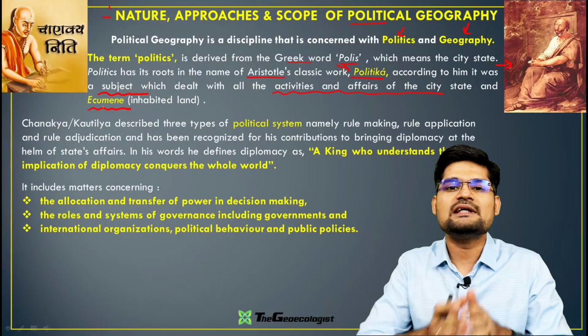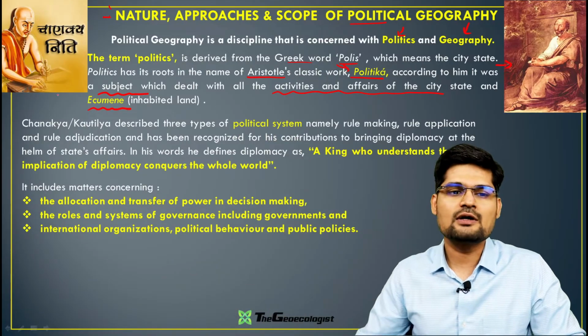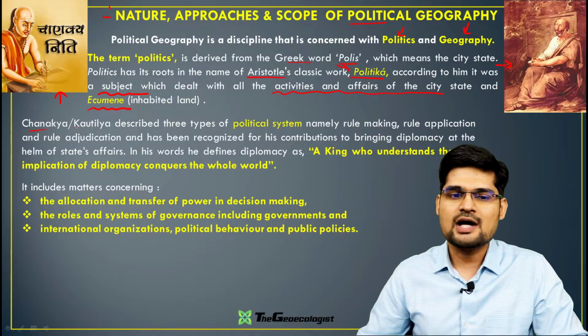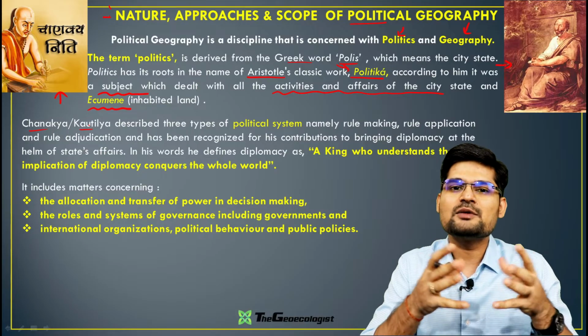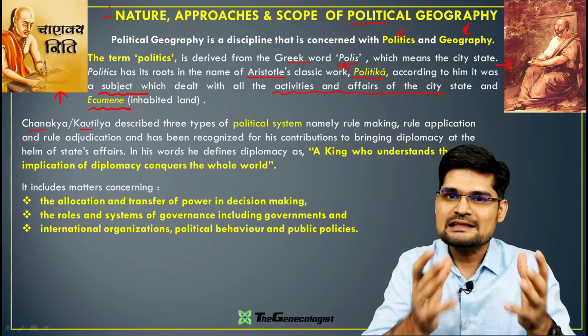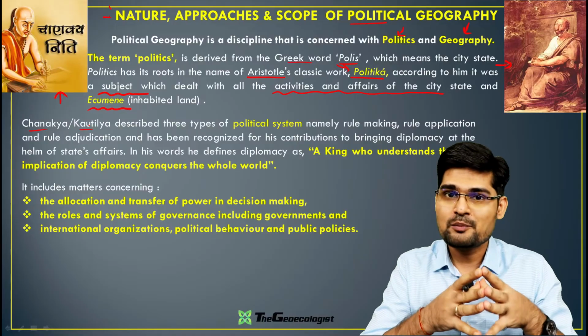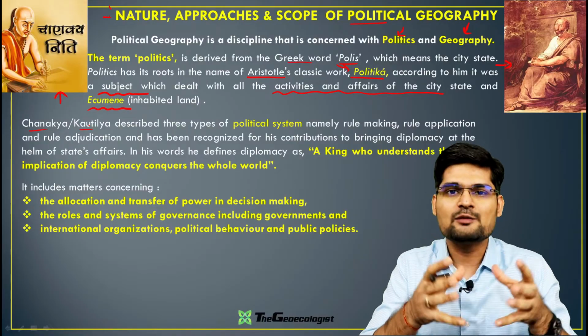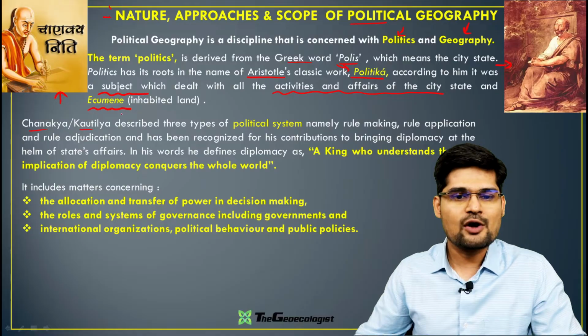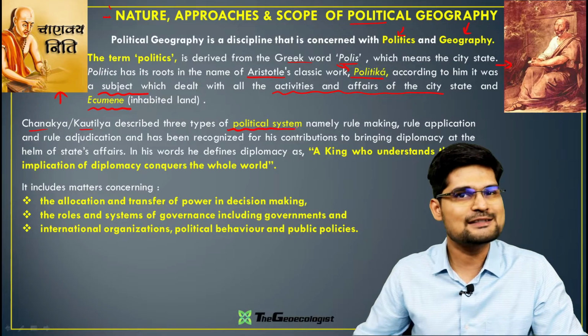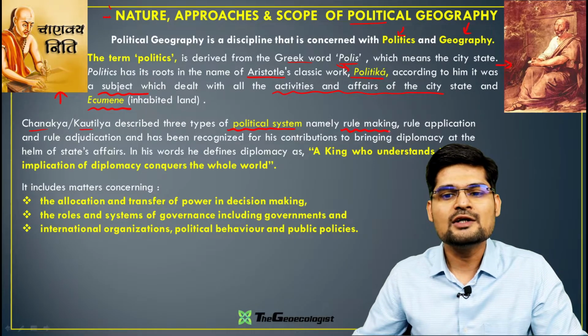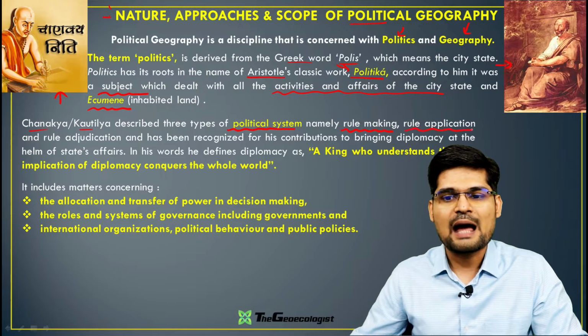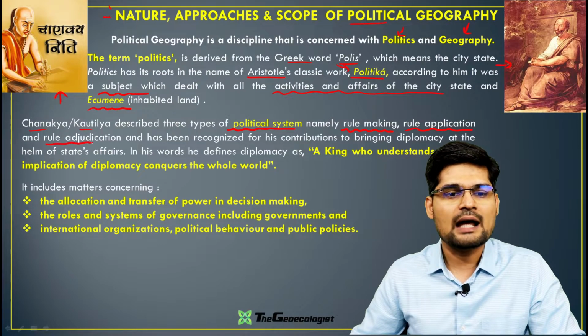Now if you observe ancient India, we have another great scholar, the contemporary scholar called Chanakya or Kautilya. So right from the Mauryan Empire and his teachings in Niti Shastra, Arthashastra, very important for economic as well as the administrative and political system. So according to him, there are three types of political system. One is called rule making, one is rule application, and the other is rule adjudication.